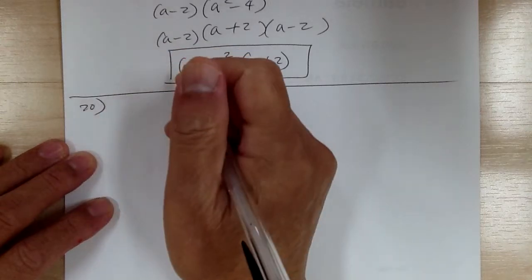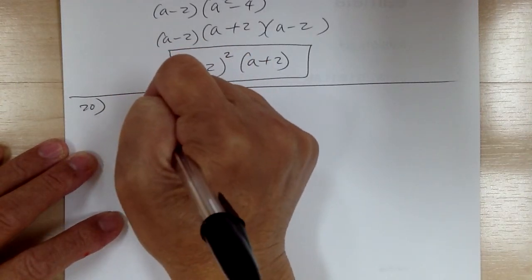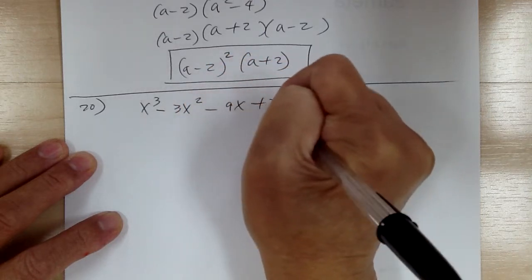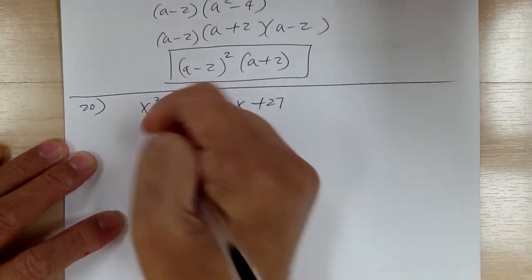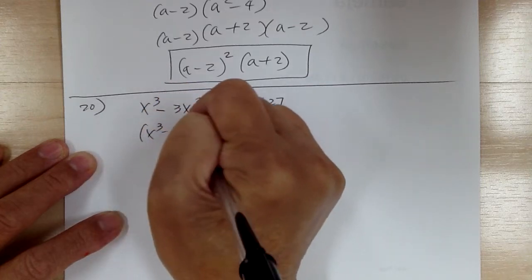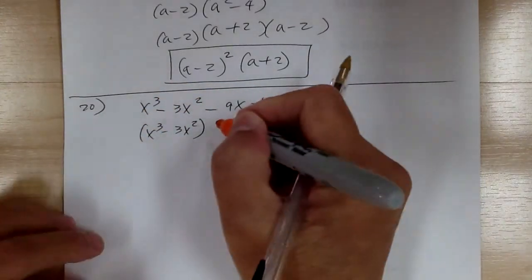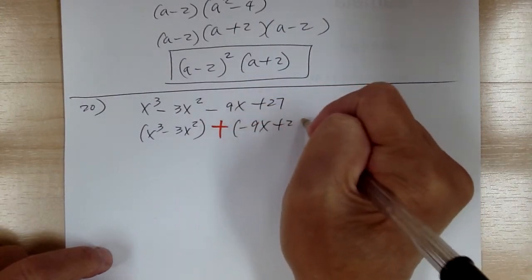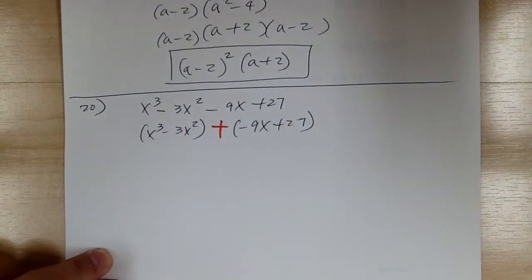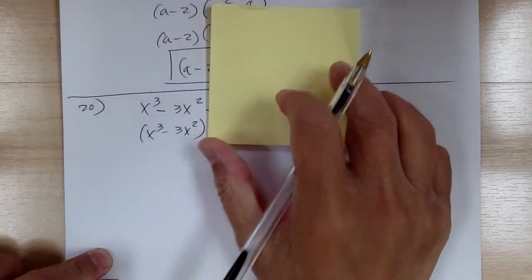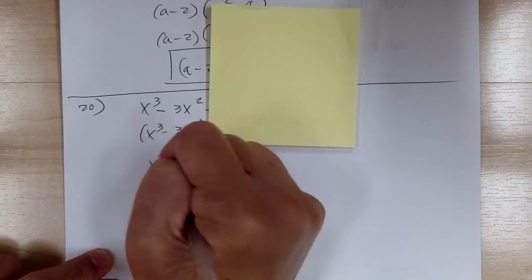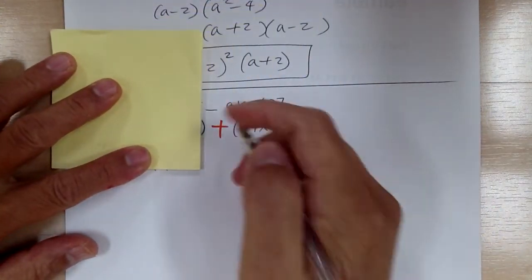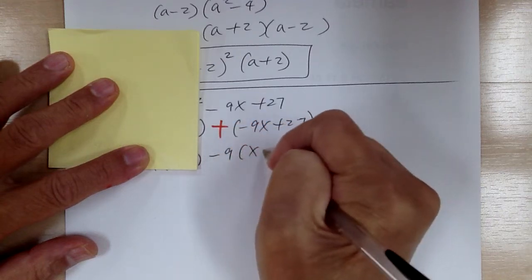Number 20, you got x to the 3 minus 3x squared minus 9x plus 27. Okay, so you can do the grouping. Put a plus between the group. Okay, so the first half, you can factor the x squared. So you're going to get x minus 3. The second group, you have to factor the negative 9. So you get x minus 3.